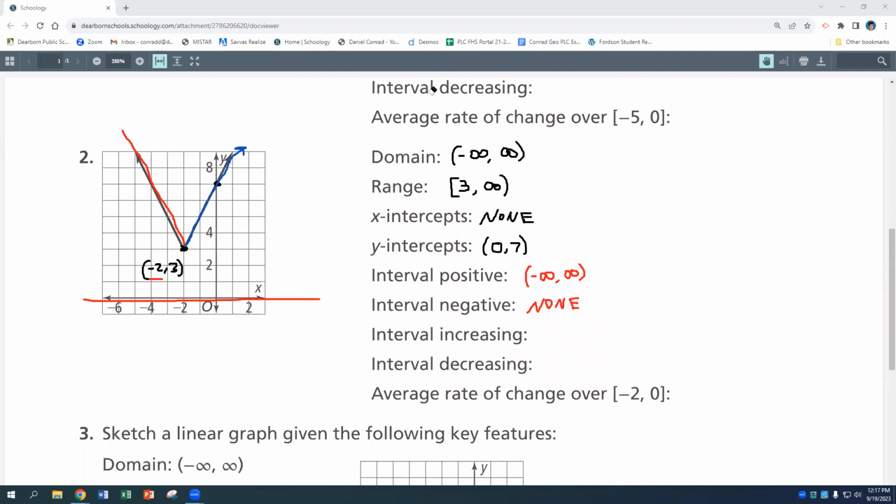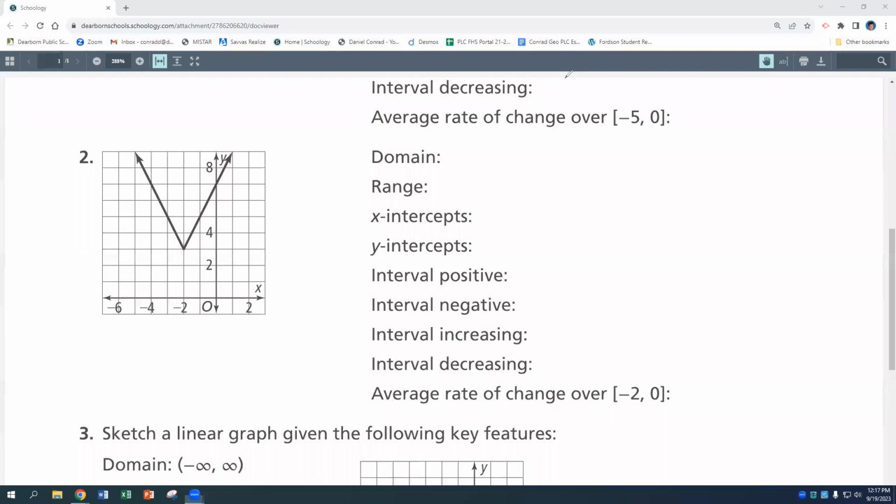Right, the decreasing one, negative infinity to negative 2. And then once you reach negative 2, it starts going up towards infinity. Okay. And then we're not doing average rate of change.